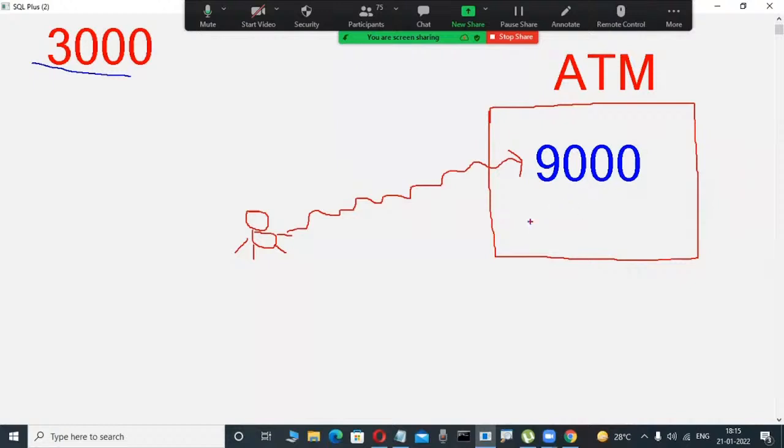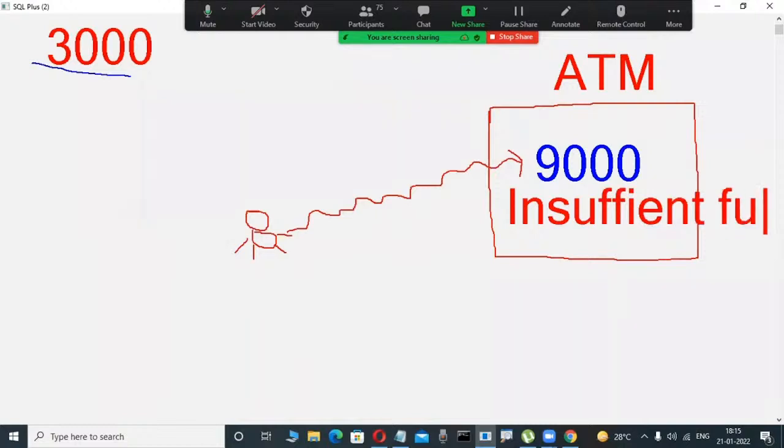In this case, it will give a message. You are observing on your ATM machines, maybe some message is displayed, suppose an insufficient funds message. Why? Because here your balance is low, 3000, but you are trying to retrieve more than 3000, that is 9000, 8000, 7000 like that. How is it possible? In that case only, an insufficient funds message will be displayed. But how does the ATM center know this?